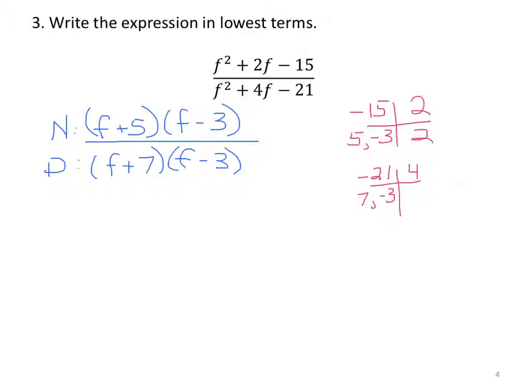We factored our numerators and denominators. Now we can cancel, and the f minus 3's cancel, so we're left with f plus 5 over f plus 7.